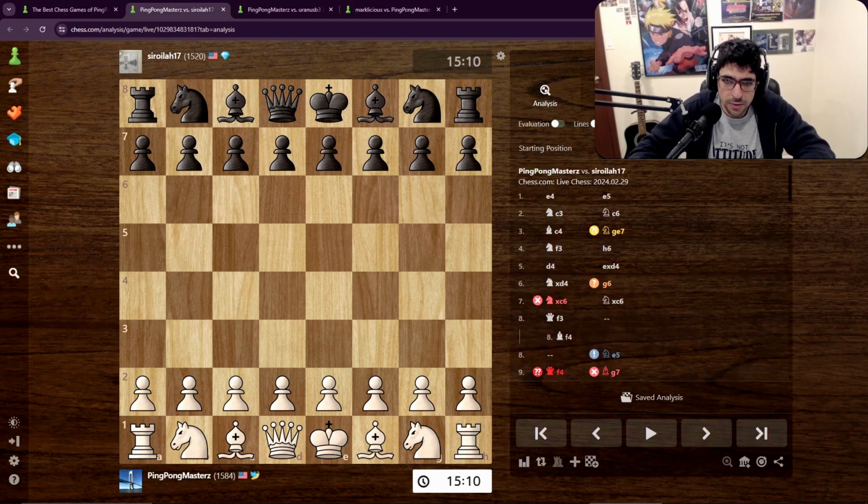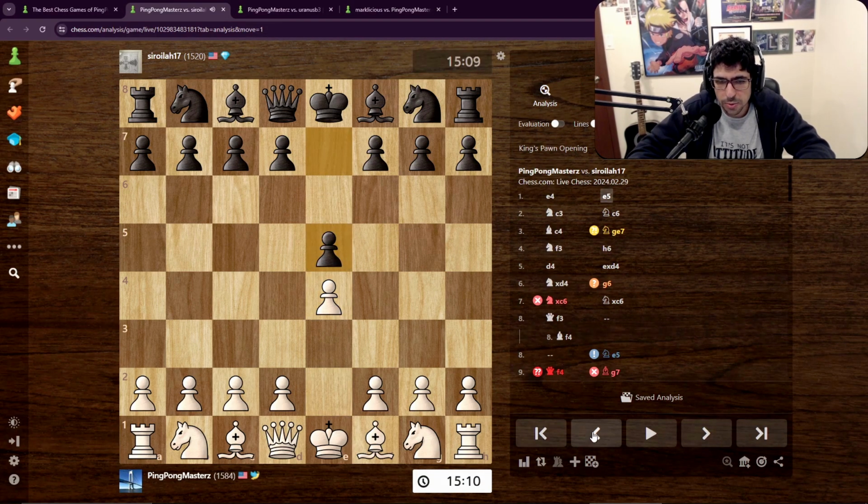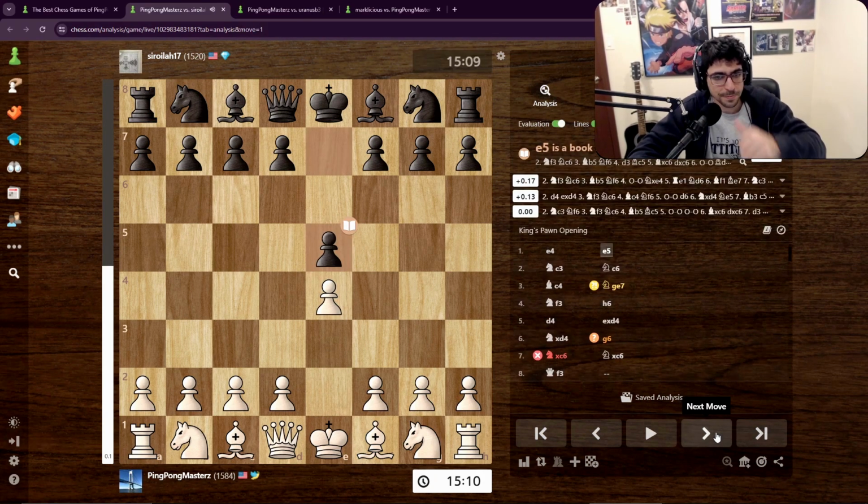One thing to say, if you don't have game review, you could still analyze on your own and use a computer. You could use an engine from another website and figure out the best moves and think about why those moves work or don't work, right? But here we have access to more information, so we're going to use that information.